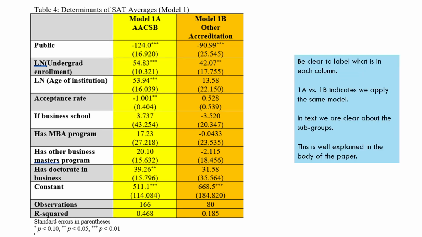All right, now, it's also important that you be clear what is in each column. So notice that I've called these Model 1 and Model 1A and Model 1B, and by doing that, it suggests that these are both versions of Model 1, and I'm just looking at two different subgroups, and I'm clear, AACSB and other accreditation. Of course, in the text, in the discussion, we are going to be clear about the subgroups, right? So if you're asked to do something like this in a project, you're going to want to be very clear how you've divided this.